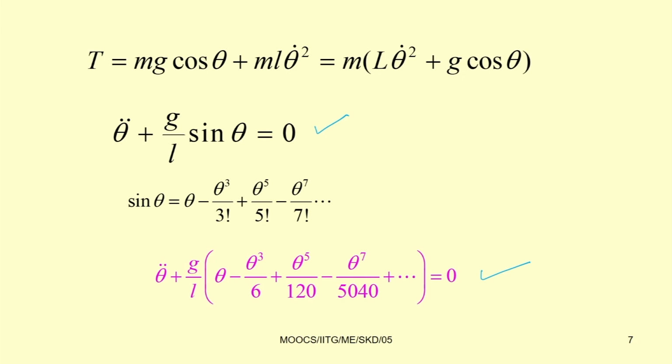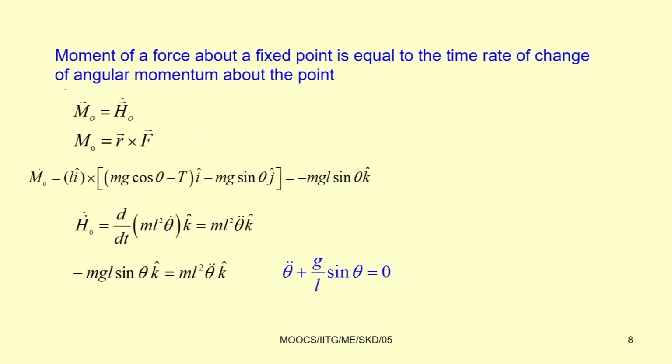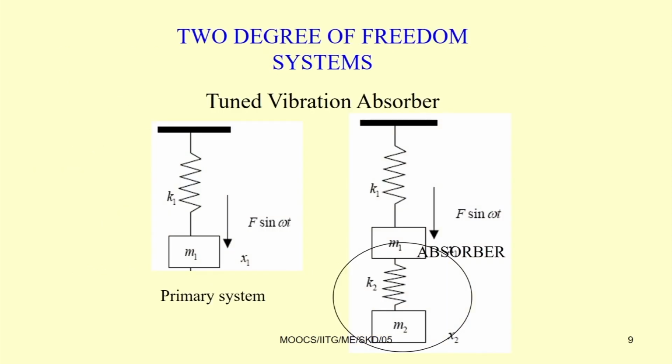This is similar to the Duffing equation that we saw in the introductory class. I also told you how, by using moments, you can find the equation of motion for the same system. Then we considered the 2 degrees of freedom system, where in the primary system we added the absorber, another spring and mass system, and derived the equation of motion for the tuned vibration absorber. It can be made nonlinear by using nonlinear springs also.